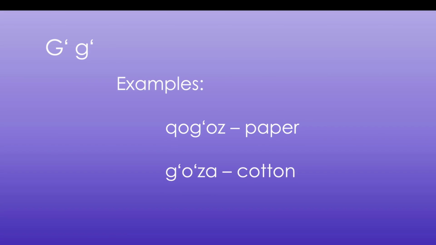Ghaza. This means cotton plant. So you see ghaza in fields. These are the actual plants that we get cotton from. And lastly, ghar. This means cave.